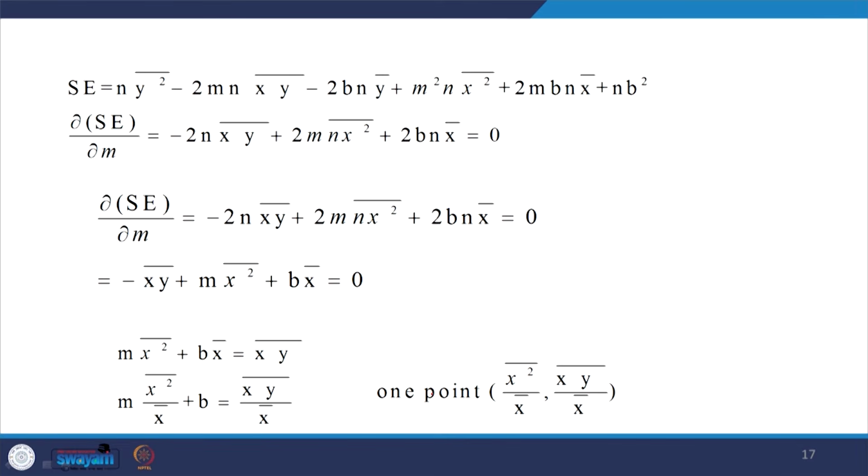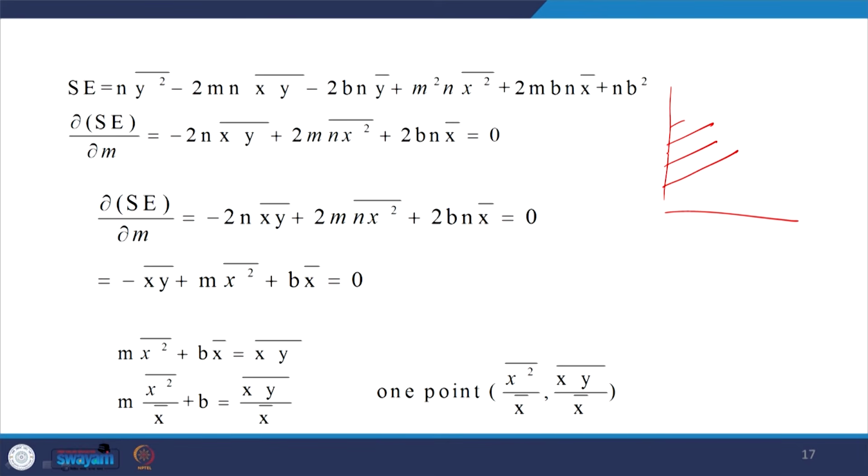Now which is the variable here? There are two variables. One is m, the slope. The slope is the variable, because I can draw different lines for different slopes. So I have to find out for what value of this slope the square of the error will be minimized. We say it is a maxima-minima principle.